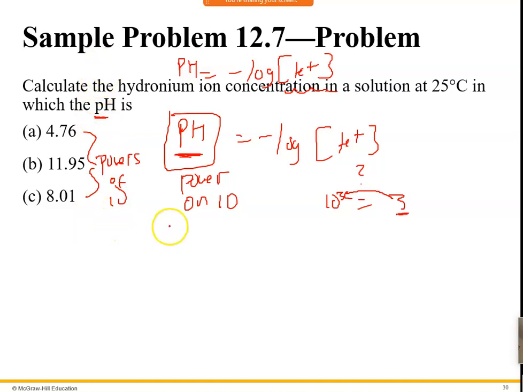Okay? So the way that you find the H plus concentration is you take 10 and raise it up to that value, 4.76. And actually it's negative, right? Because everything is a negative. So you take 10 raised to the negative 4.76, and you get 1.74 times 10 to the negative 5th.